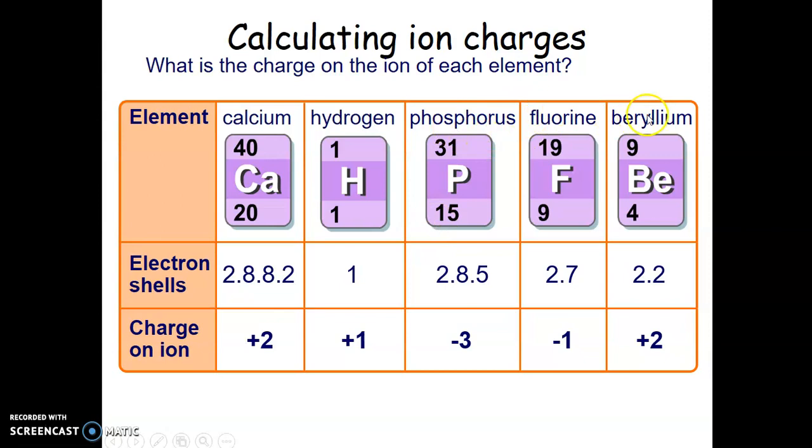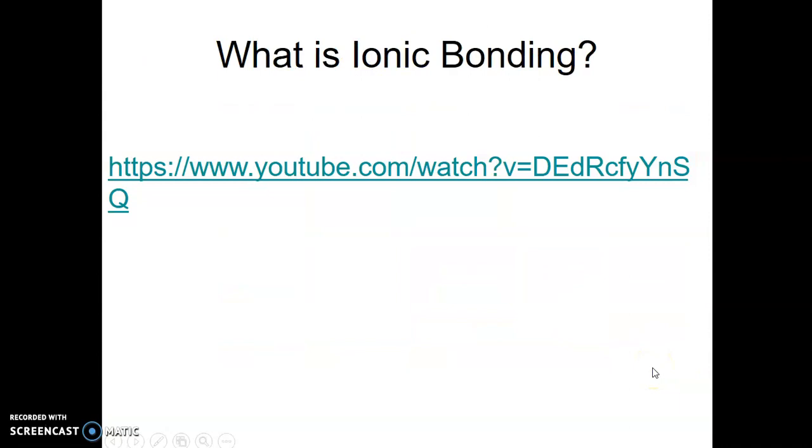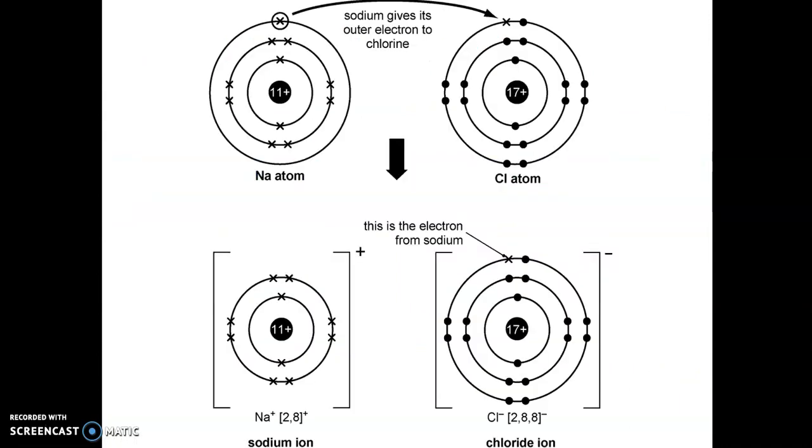Phosphorus, fluorine and beryllium, they are non-metals. We'll come to those in a moment. Sorry, phosphorus and fluorine are non-metals. Beryllium is also a metal. It has 2 electrons in its outer shell. If it loses those 2, it becomes 2 positive. Okay, there is a video link you can use to give you a bit more information on that.